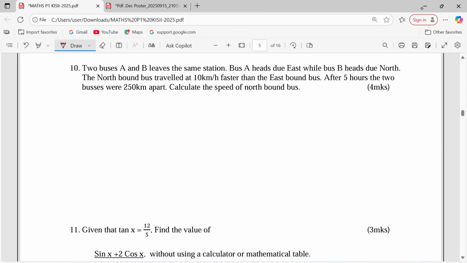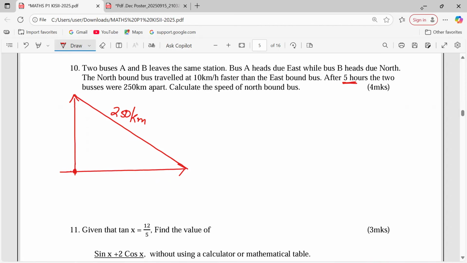This one is a very serious setting. Let's say from the same station, one bus goes to the north, another bus goes to the east that way. There's a bus going in each direction from the same point. Then after 5 hours, we have the distance between them. The direct distance, which is now the hypotenuse here, is supposed to be 250 after 5 hours.